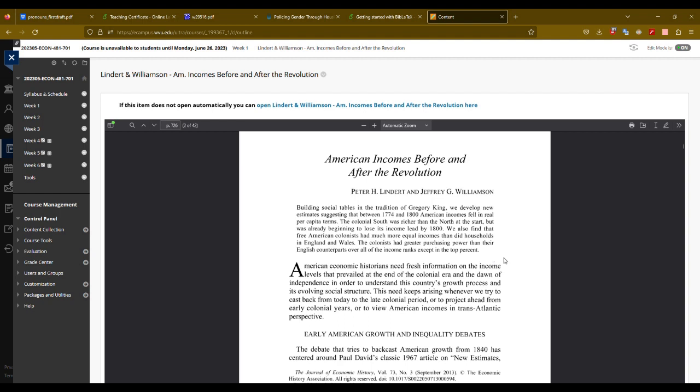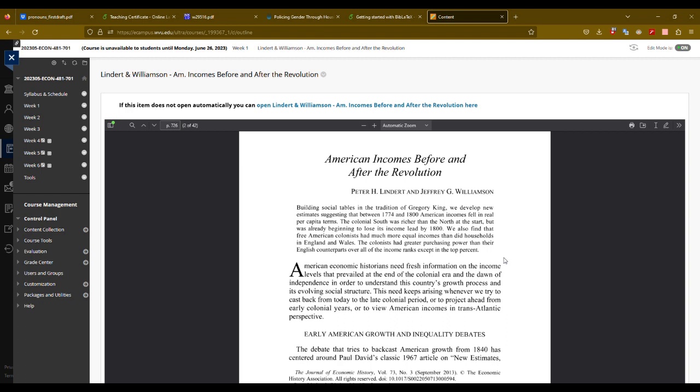The colonial South was richer than the North at the start, but was already beginning to lose its income lead by 1800. So now we have a little bit more of what we can expect to find in the paper. We also find that free American colonists had much more equal incomes than did households in England and Wales. Colonists had greater purchasing power than their English counterparts. Overall, the income ranks except in the top percent. So this is a very pithy and very short abstract.